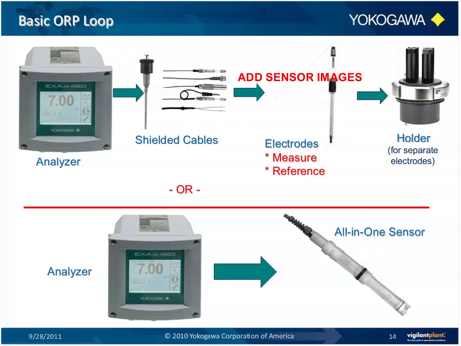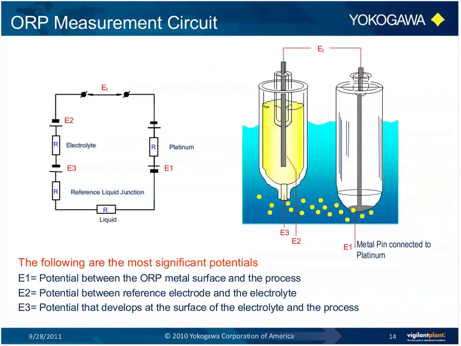Okay, shown here you can see the basic ORP measurement circuit consisting of a reference and measuring electrode. Also, you see the voltage potentials that are present, which affect the accuracy of the measurement shown. The total voltage of this circuit is the algebraic sum of these potentials. E1 is the potential on the ORP metal surface in the process. E2 is the potential between the reference electrode and the electrolyte. And E3 is the potential that develops at the surface of the electrolyte and the process. The difference in these potentials between the two electrodes is what is actually being measured by your analyzer.